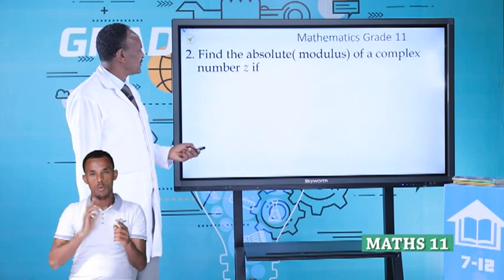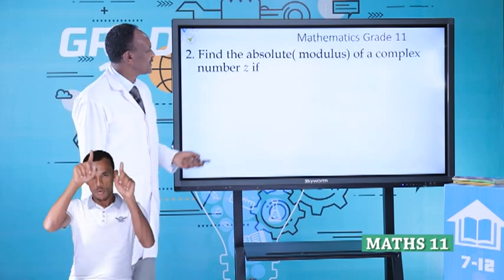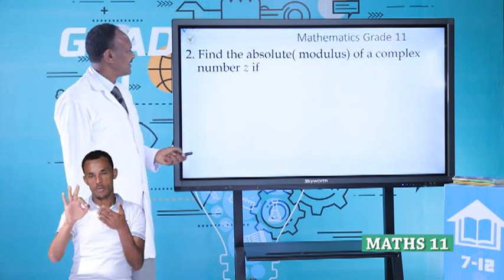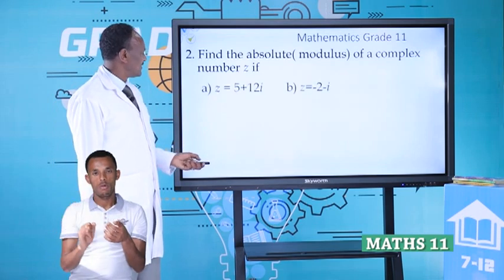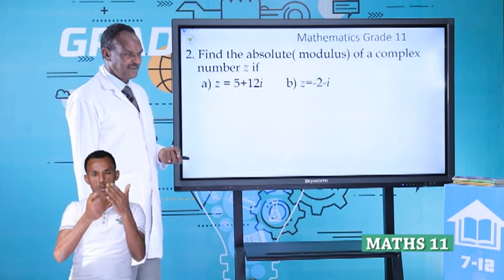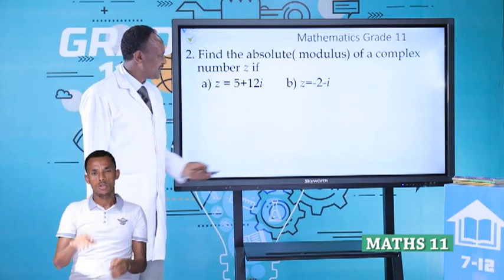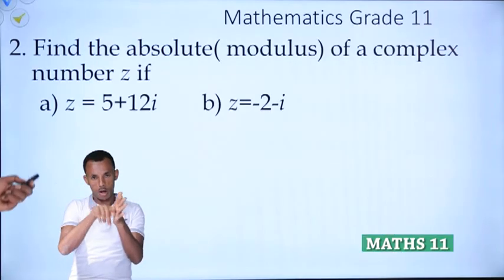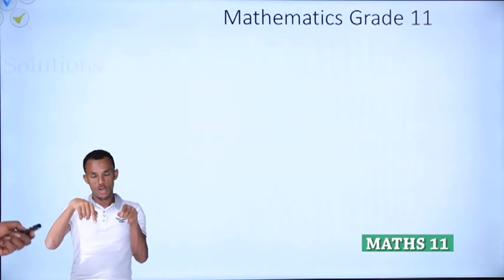When you come to number 2, find the absolute value or modulus of the complex number z. If z is equal to 5 plus 12i, what is the modulus? And z is equal to negative 2 minus i. So to find the modulus of z, we get a result.